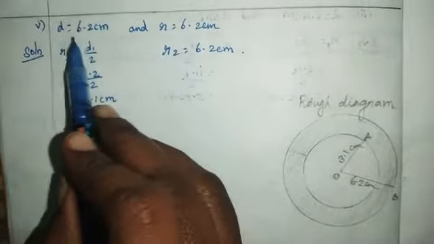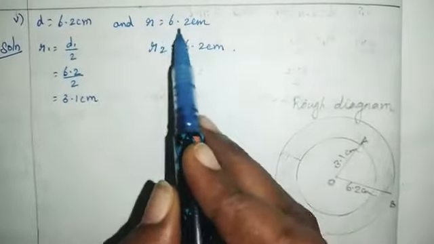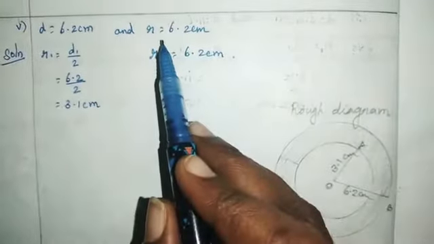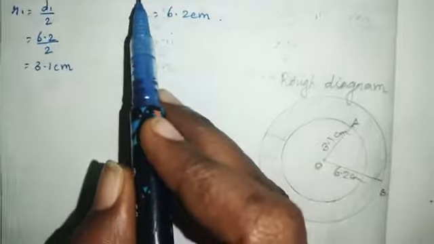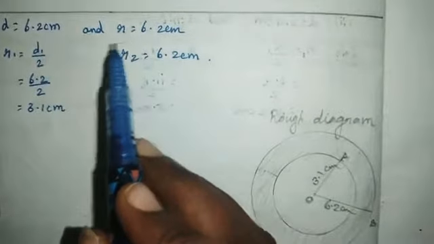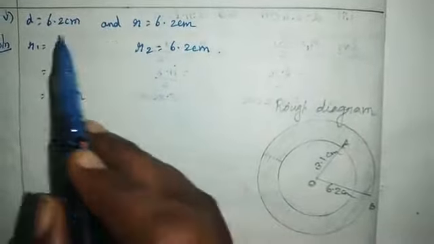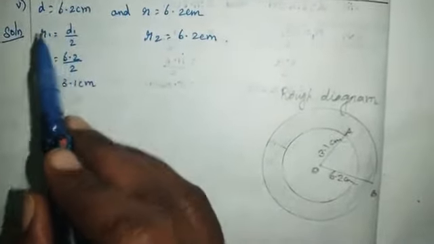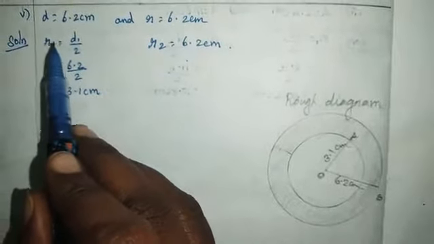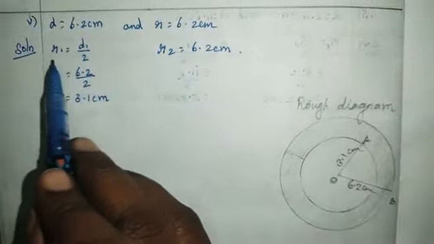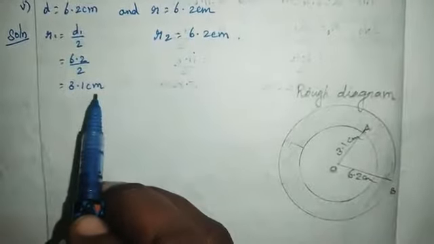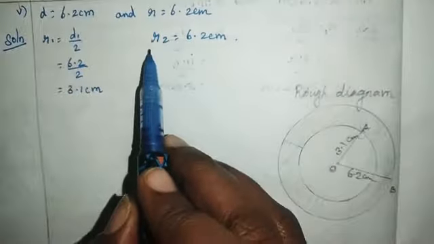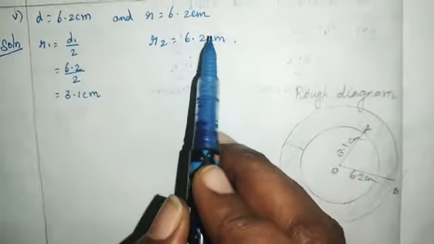The fifth one: D equal to 6.2 centimeters and R equal to 6.2 centimeters. Here, one of the measurements is given as a diameter and one is given as a radius. To draw the concentric circles, we know that both measurements must be in radius. So we are going to convert this diameter 6.2 into a radius. For that, we divide 6.2 by 2. We get R1 is equal to 3.1 centimeters. The second measurement is already a radius, so we take R2 equal to 6.2 centimeters.